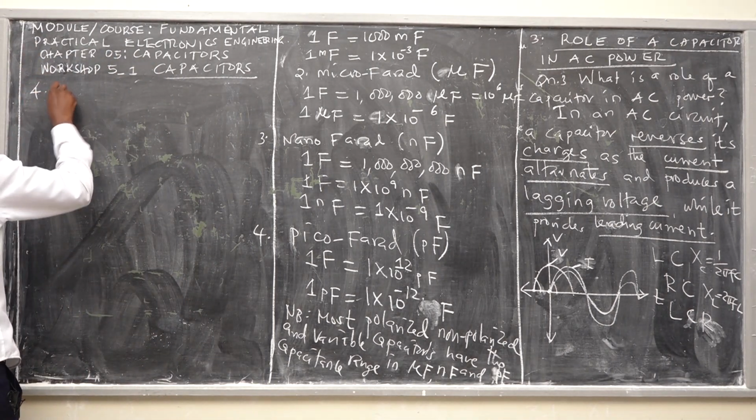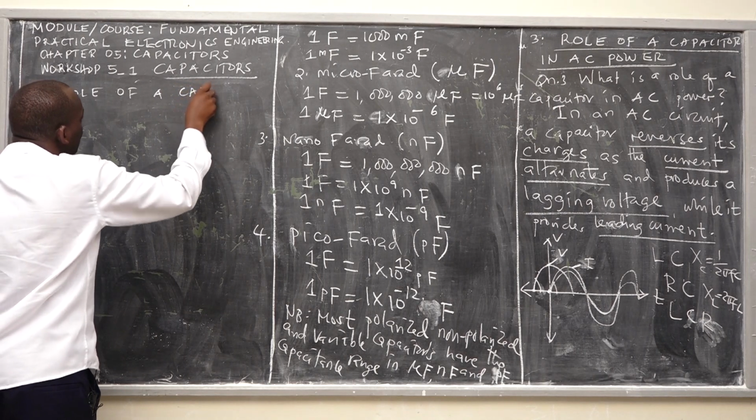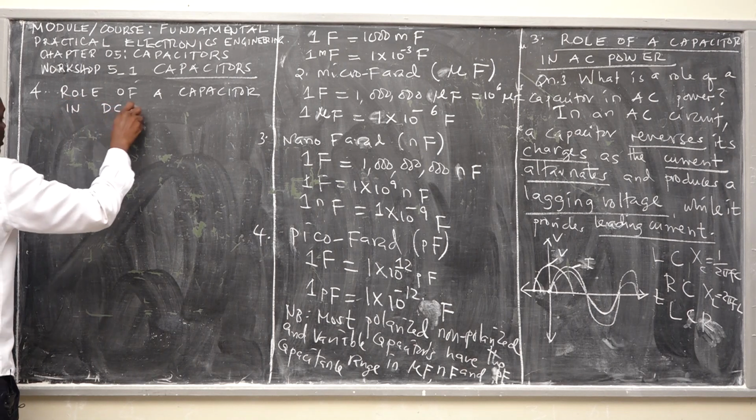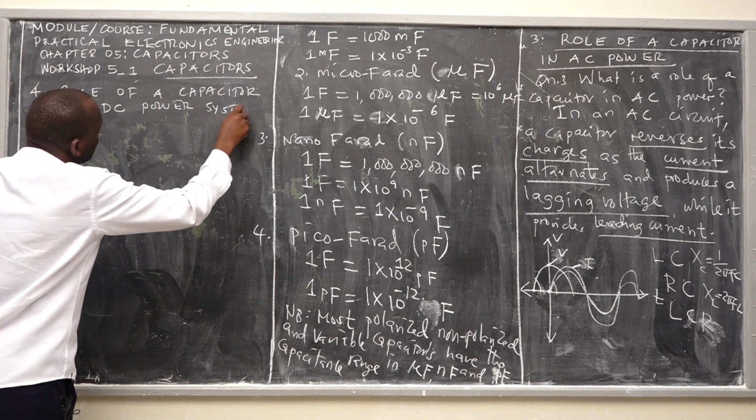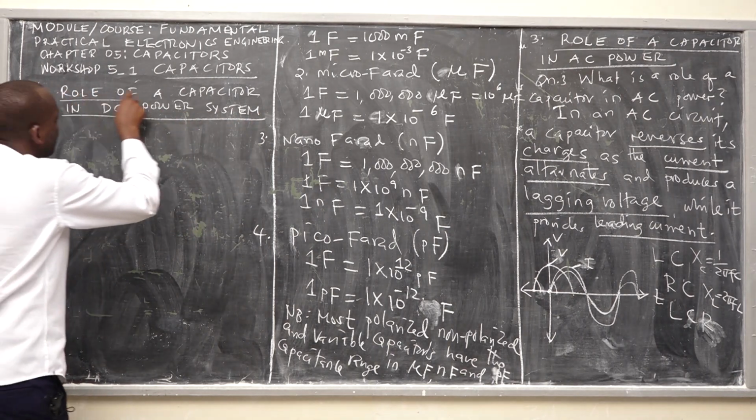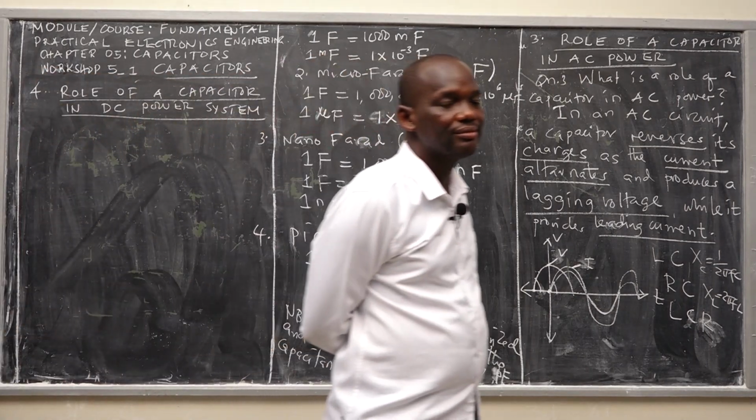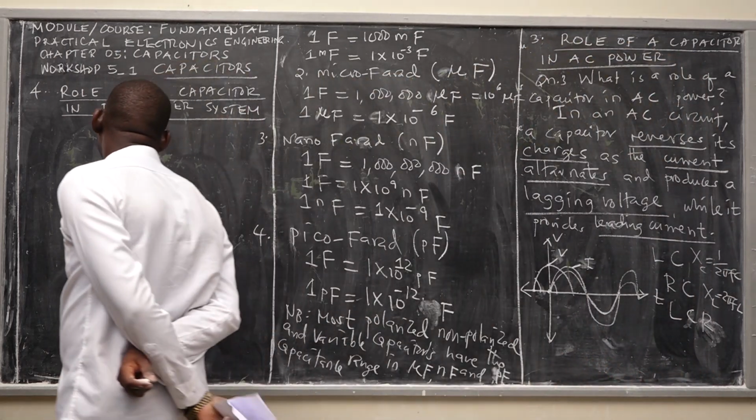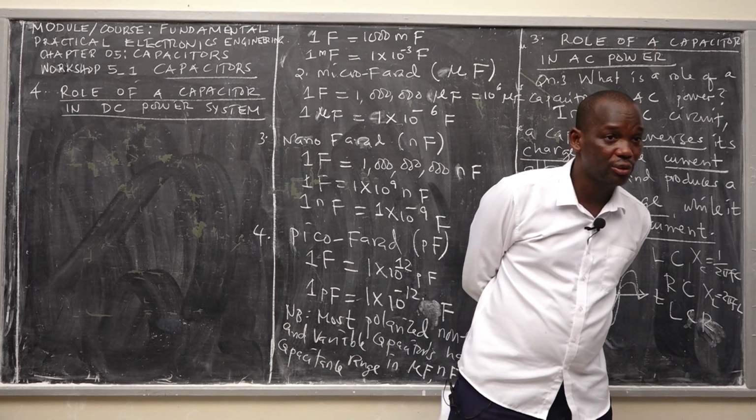Number 4, role of a capacitor in a DC power system. What is the role of the capacitor in a DC power system? Remember, this question does not ask whether DC power flows through the capacitor or whether AC power flows through the capacitor.